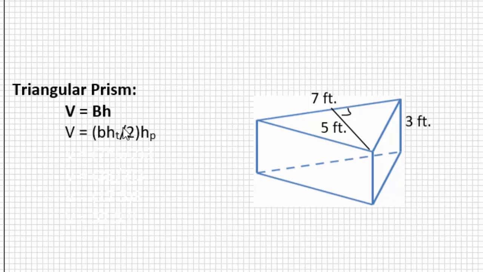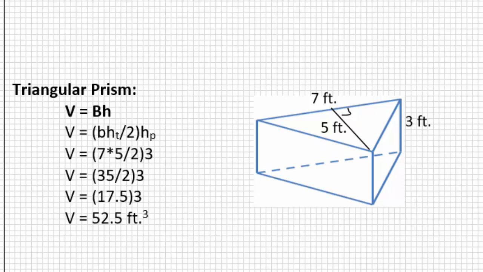Once we know that, we'll multiply it by the height of the prism. So the height of the prism is 3 feet. Go ahead, pause the video here to do your calculations, and then let's check in to see if we agree.